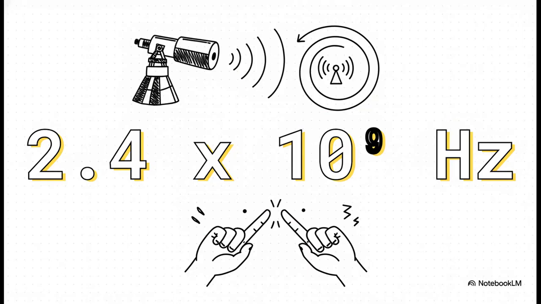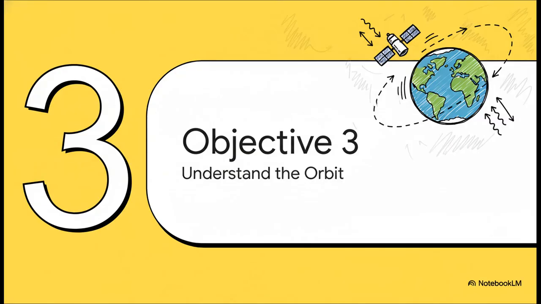And when you run the numbers, you get this, 2.4 times 10 to the power of 9 hertz. Or, to put it another way, 2.4 gigahertz. That is the frequency Hubble uses to call home. Comms link established. Objective 2, check. All right, we're making good time. On to our third objective.